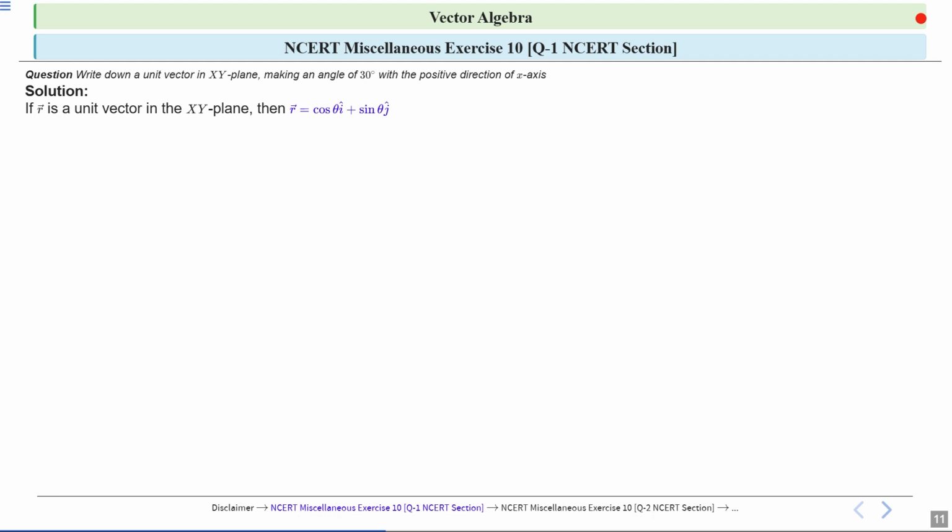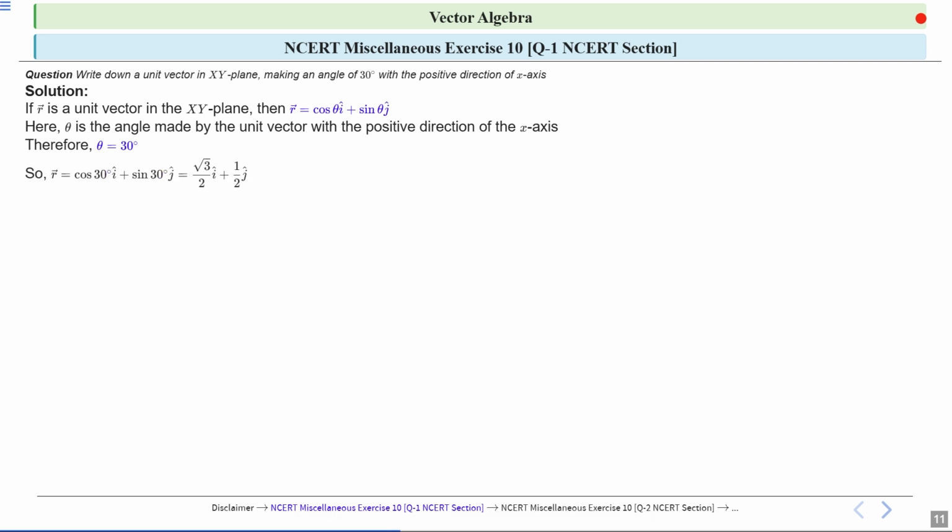If r vector is a unit vector in xy plane, then r vector will be equal to cos theta i cap plus sin theta j cap. Here theta is the angle made by unit vector with positive direction of x-axis. Therefore, theta will be equal to 30 degree. So r vector will be equal to cos 30 i cap plus sin 30 degree j cap, which is equal to root 3 by 2 i cap plus 1 by 2 j cap.